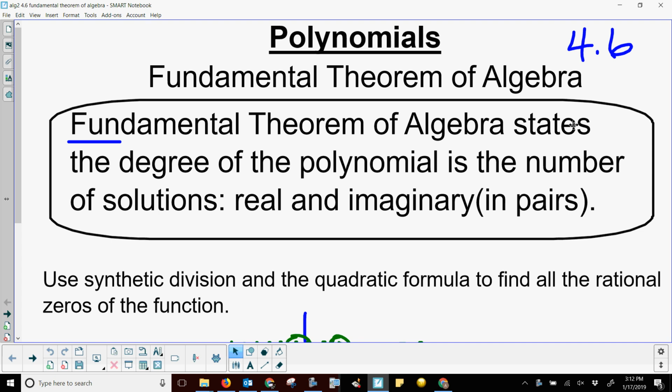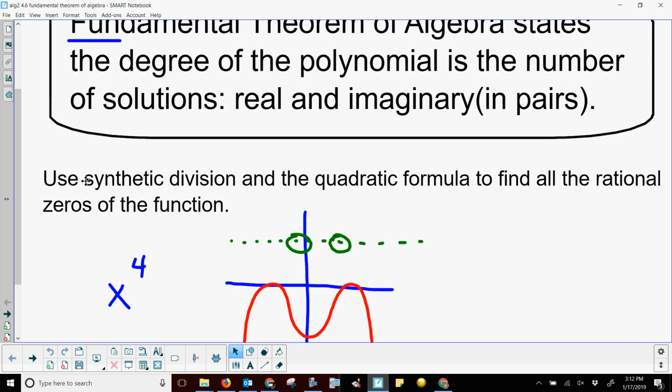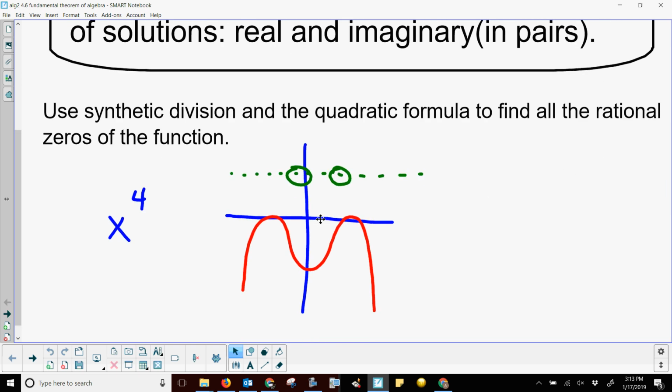So we'll get there. The fundamental theorem of algebra says the degree of the polynomial is the number of solutions. Degree is your highest exponent. So whatever your polynomial is, whatever your highest exponent is, that's your number of solutions, both real and imaginary. And obviously, I made the joke that we were going to put the fun in fundamental theorem of algebra. That's why that is underlined. You're going to use synthetic division and the quadratic formula to find all the rational zeros of the function.